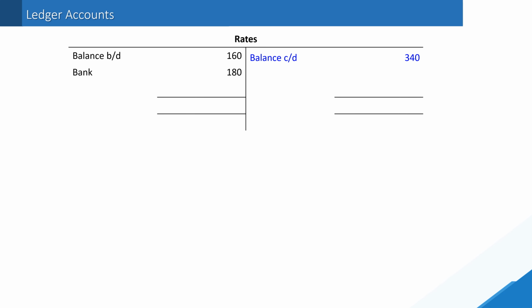Which obviously in this case is the credit side. Two totals as part of our step 4 process, and a balance brought down of £340 on the debit side of the rates account. We've balanced off all our ledger accounts now. Now we can start to prepare our final trial balance for the period.